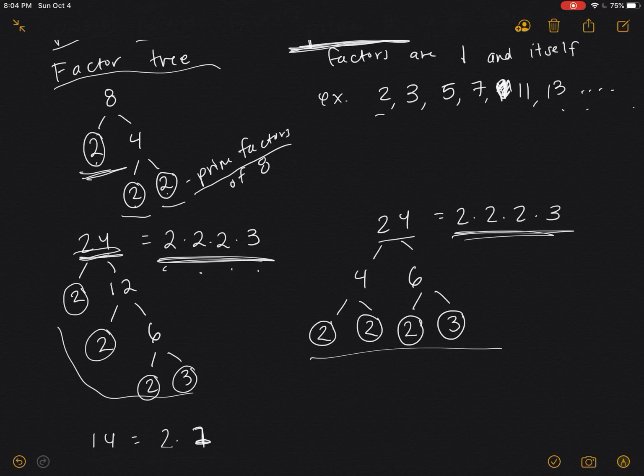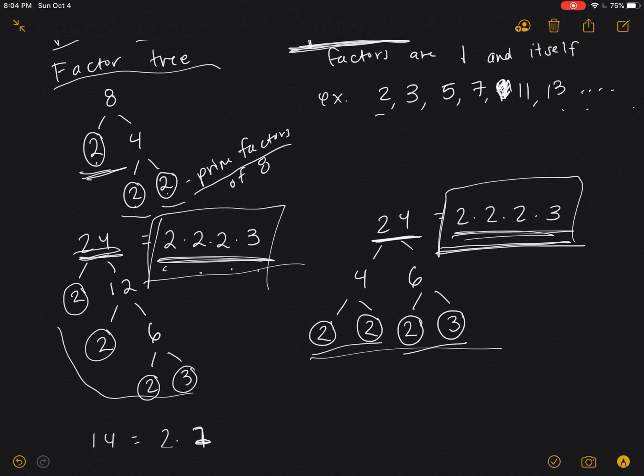And then I just did it another way over here, mainly to show you that maybe you don't want to divide by 2 first. Maybe you're like, oh, 4 and 6 are factors. So I can break down 4 into 2 times 2 and 6 into 2 times 3. And as you can see, I still get 2 times 2 times 2 times 3. So I've factored 24 down to its prime factors, right?